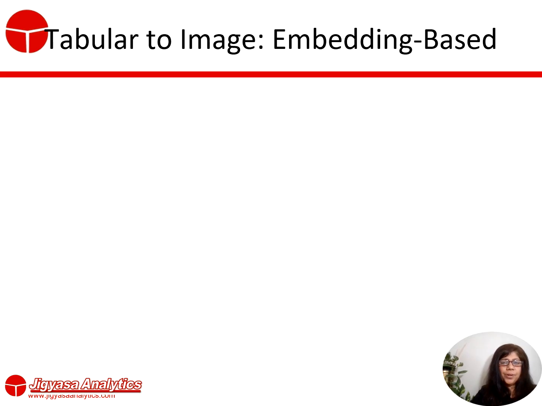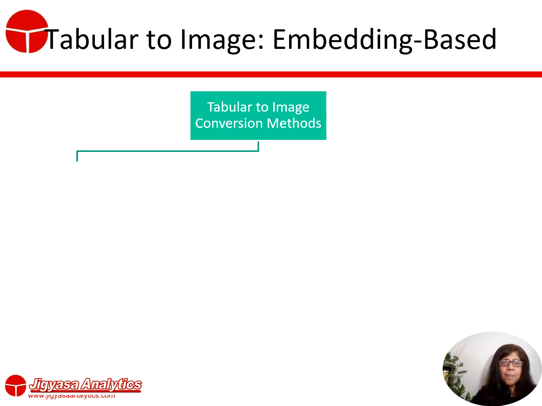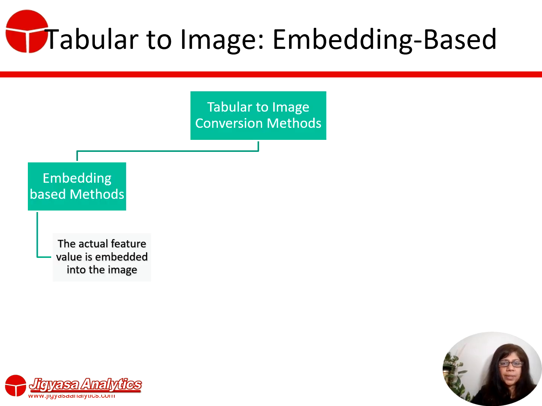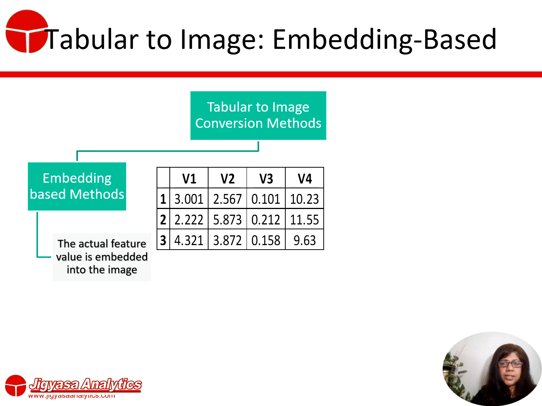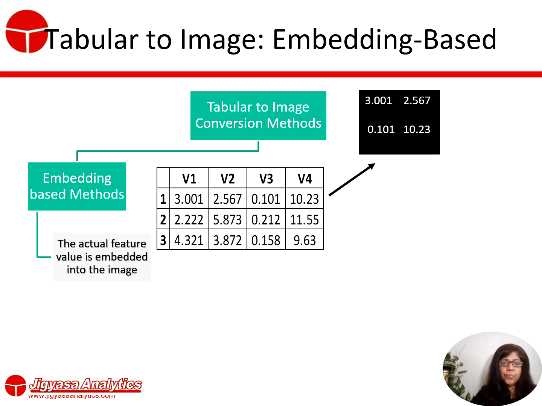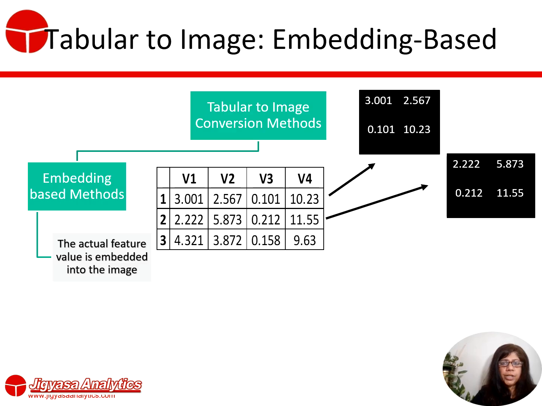As I mentioned before, in order to use CNNs, we must convert our tabular dataset to images, and there are many ways to do so, which I will talk about next. In embedding-based methods, the actual feature value is embedded into the image. This is an example of a tabular dataset where V1, V2, V3, and V4 represent the variables and the rows represent the observations in the dataset. In the embedding-based methods, the numbers from each row are embedded into the image as shown, resulting in one picture for each row.